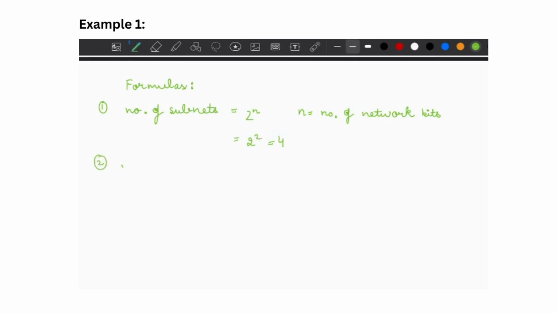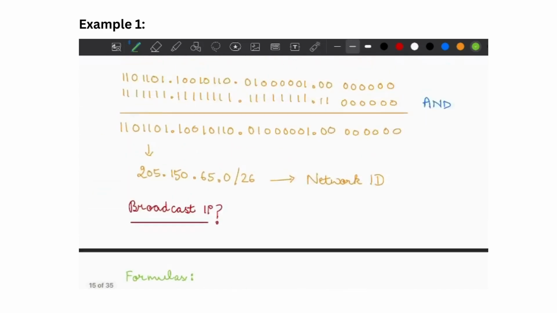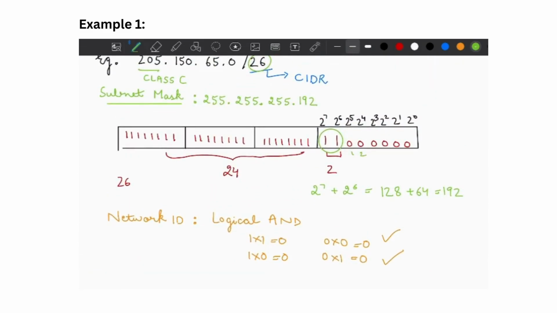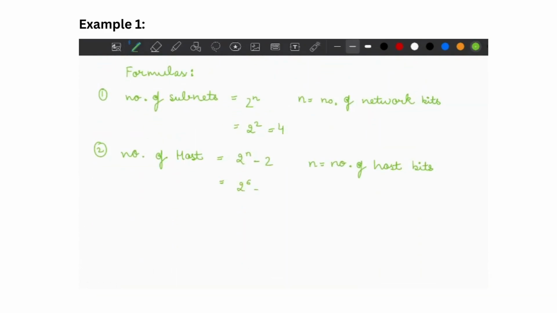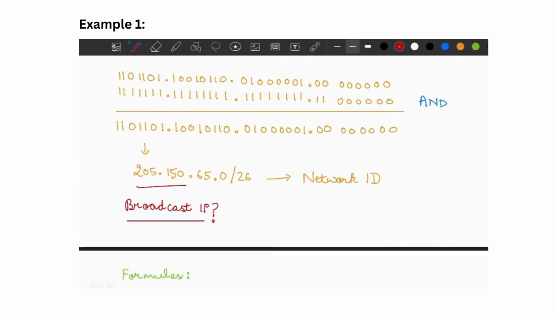Another formula that you need to remember is that of the number of hosts. The number of hosts is 2 raised to the power n minus 2, where n stands for the number of host bits. In the number of subnets we use the number of network bits, and in the number of hosts we use the number of host bits. The number of host bits here is 8 minus 2, which is 6. So n here is 6, and the number of hosts is 2 raised to the power 6 minus 2, which is 64 minus 2, that equals 62. Now that we have calculated the number of subnets and the number of hosts, let's proceed further with the network ID.